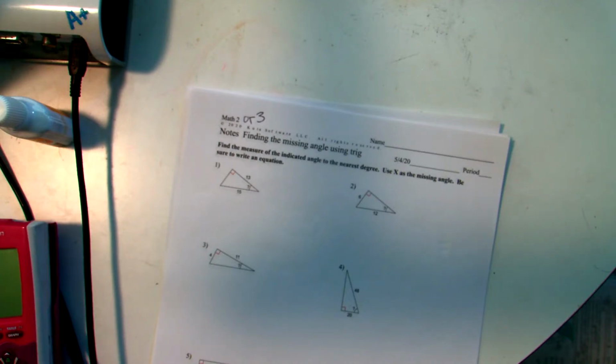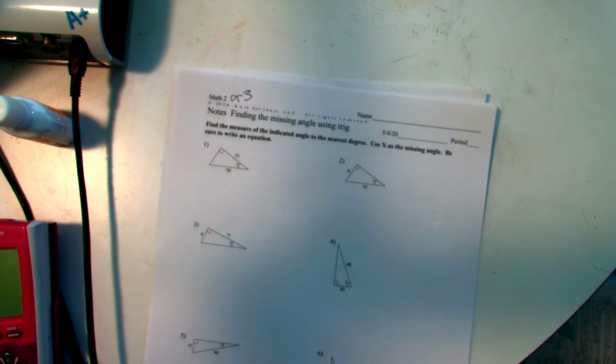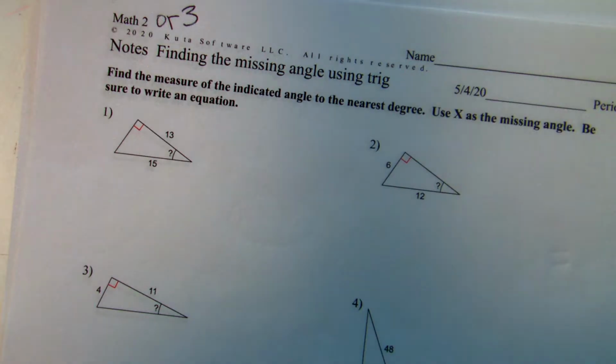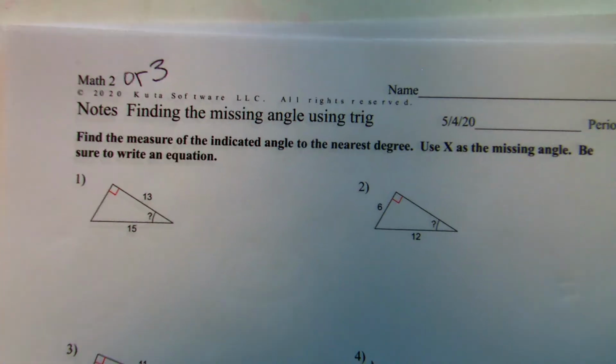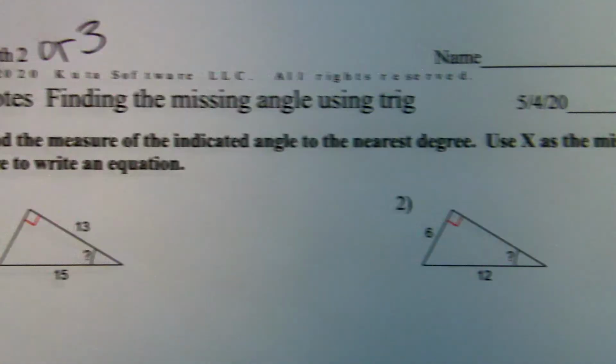Hi everybody. Today we're going to do our last new lesson, and then after that we're going to be reviewing. This is for Math 2 and Math 3. It says notes, finding the missing angle using trig.